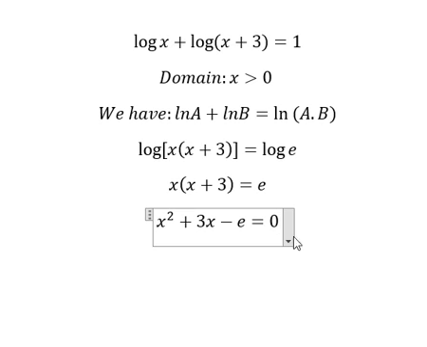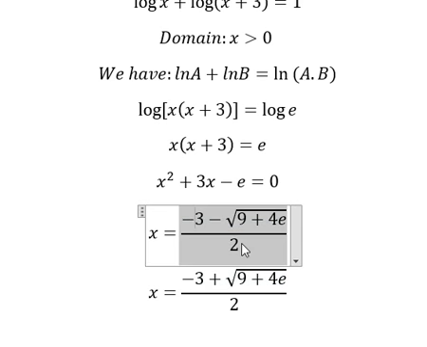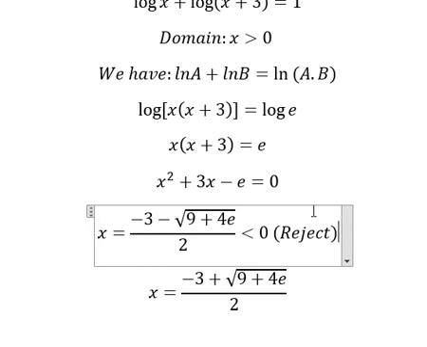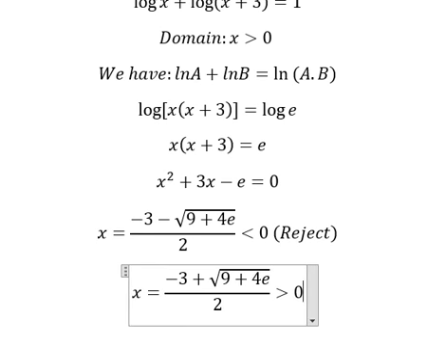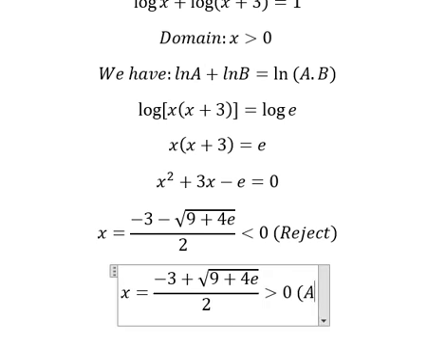And now we need to find the solution of this one. So we have two solutions in here. We know that this one is smaller than number 0. So that means we need to reject. This one is positive, because the domain we need to find is about x is greater than number 0. So we need to accept.